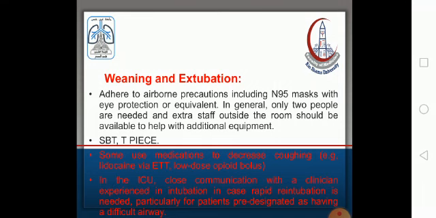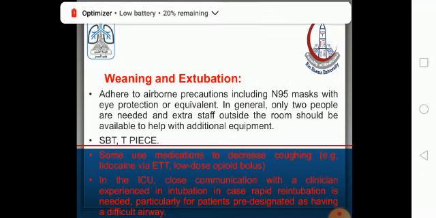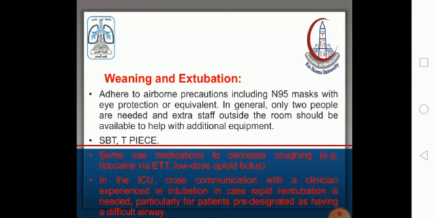Weaning the patient on a T piece is not preferred, and he should be put on the least pressures needed on a spontaneous breathing trial until extubation, to avoid post-extubation respiratory failure. Some use medications to decrease coughing, such as lidocaine via the endotracheal tube or a low-dose opioid bolus. In the ICU, close communication with a clinician experienced in rapid intubation is needed, particularly for patients pre-designated as having a difficult airway.